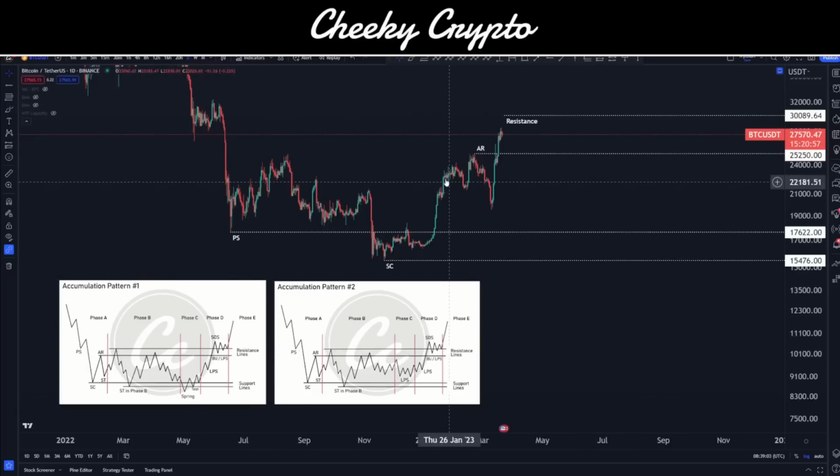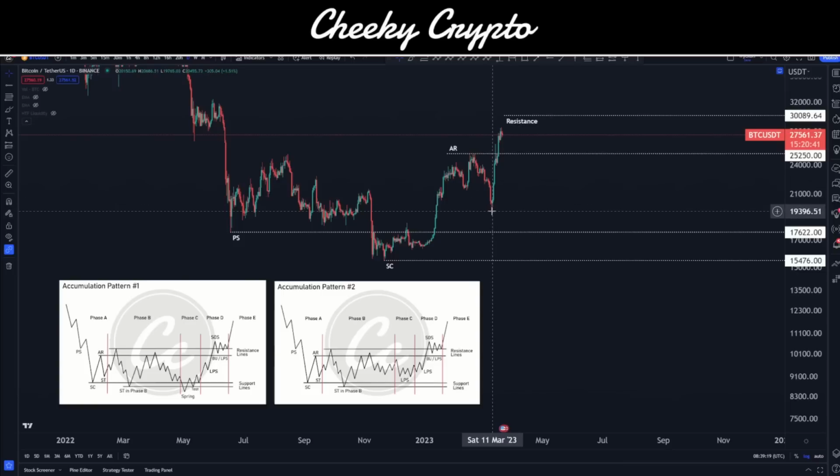So what does this mean? Well, it means that we still don't know which one of these patterns we're following. It means that we have essentially come down into our selling climax. We've had an automatic rally, which I can go ahead and just move a little bit further over here if we need to. Automatic rally.